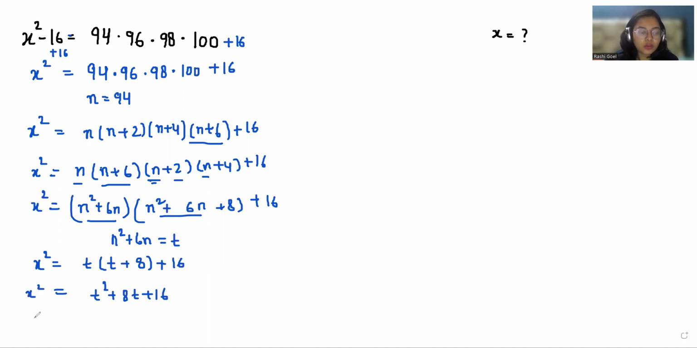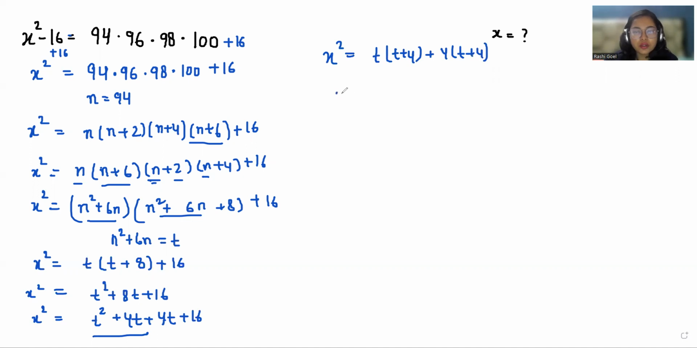Now it looks like a quadratic equation, so we are going to do the middle term split. The 8t we can write as 4t plus 4t plus 16. Now x square is equal to, from the first two terms I can take t as common, so t plus 4. Now from the next two terms I can take 4 as common, so t plus 4 again. So x square is equal to t plus 4 and t plus 4. So x square is equal to t plus 4 whole square.